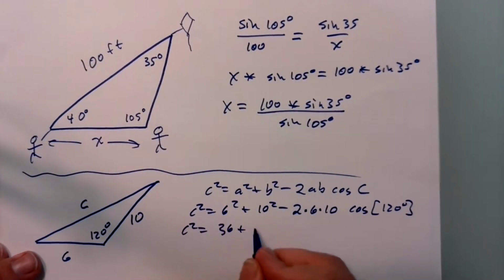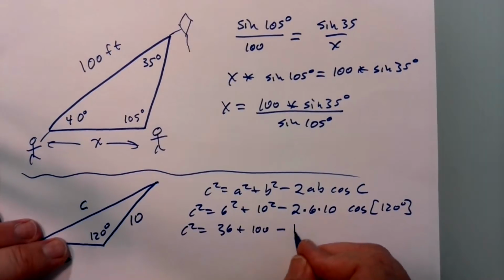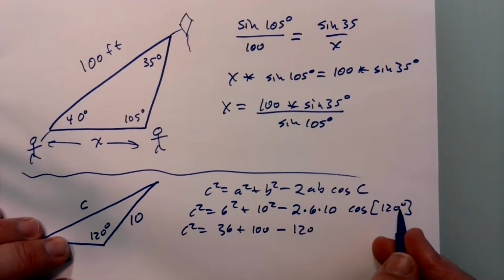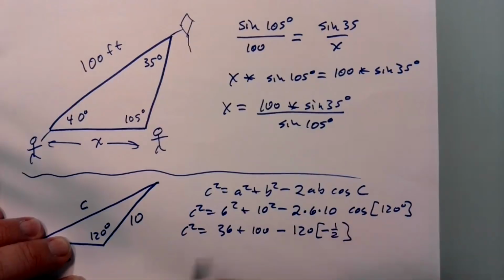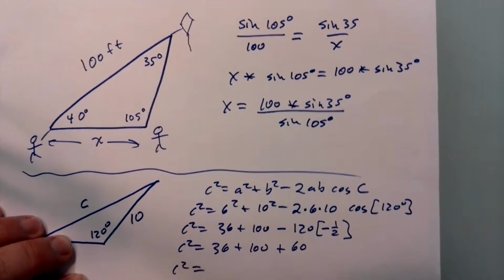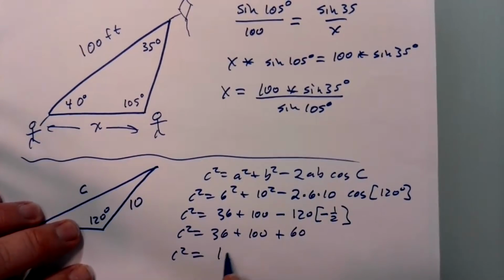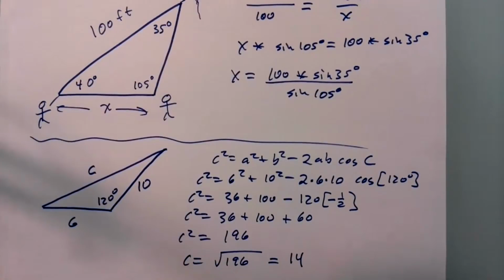C squared is 36 plus 100 minus 120 times... 120 degrees is in the second quadrant, and cosine is negative in the second quadrant. Reference angle is 60. Cos of 60 is a half. So we get c squared is 36 plus 100 plus a half of 120, which is 60. So we get c squared is 196. C is the square root of 196, which happens to be 14. So that's how far apart those people would be.